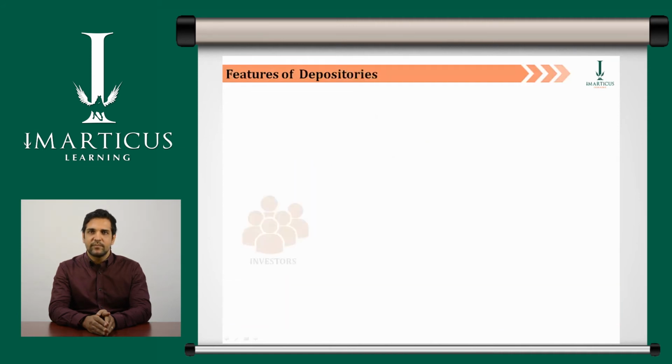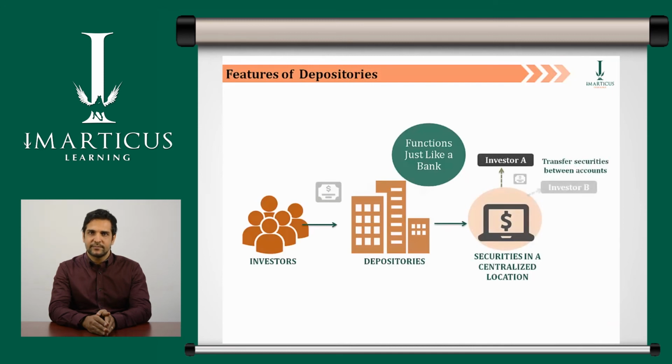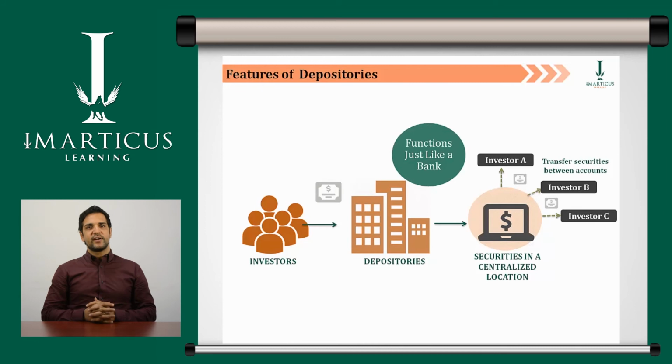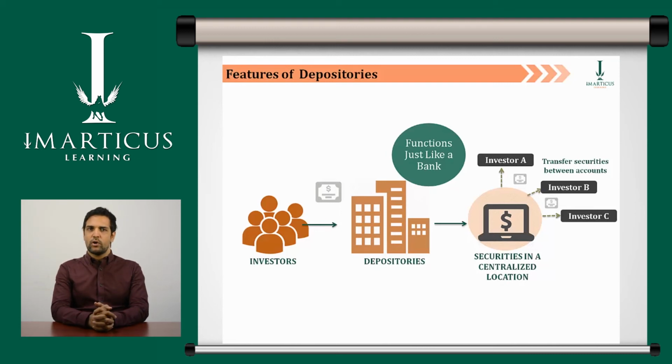The depository system functions very much like the banking system. A bank holds funds in accounts, whereas a depository holds securities in accounts for its clients. A bank transfers funds between accounts, whereas a depository transfers securities between accounts. In both systems, the transfer of funds or securities happens without the actual handling of funds or securities. Both the bank and the depository are accountable for the safekeeping of the funds and securities respectively.